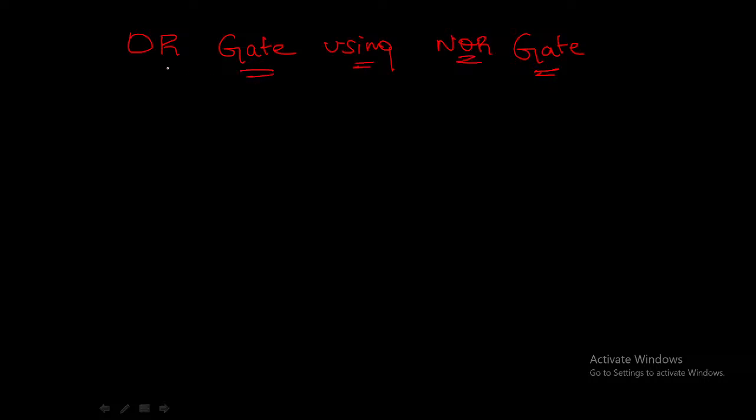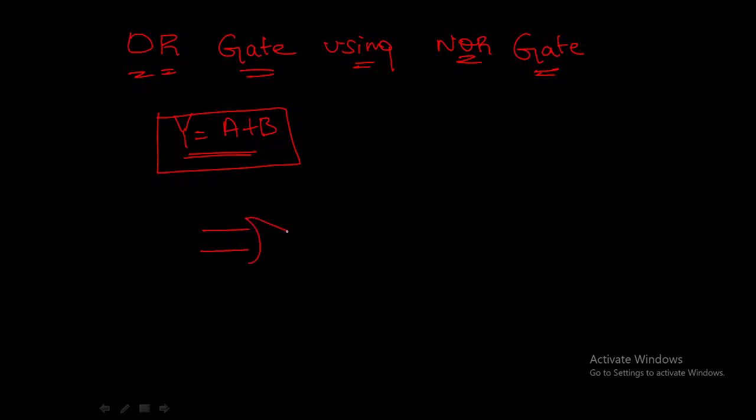Now let us see how to build an OR gate using a NOR gate. Basically the equation for OR is Y is equal to A plus B. This is the equation of the OR gate, and we have to achieve it using a NOR gate. So what happens if we give two inputs A and B to our NOR gate?